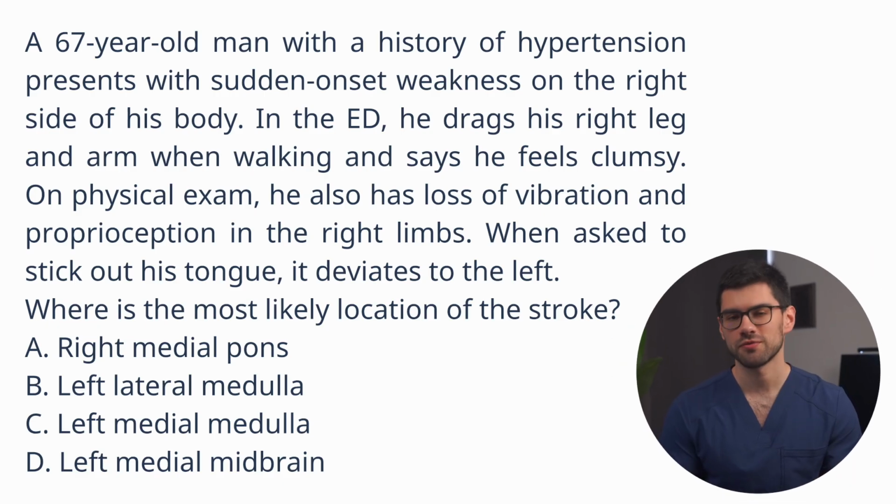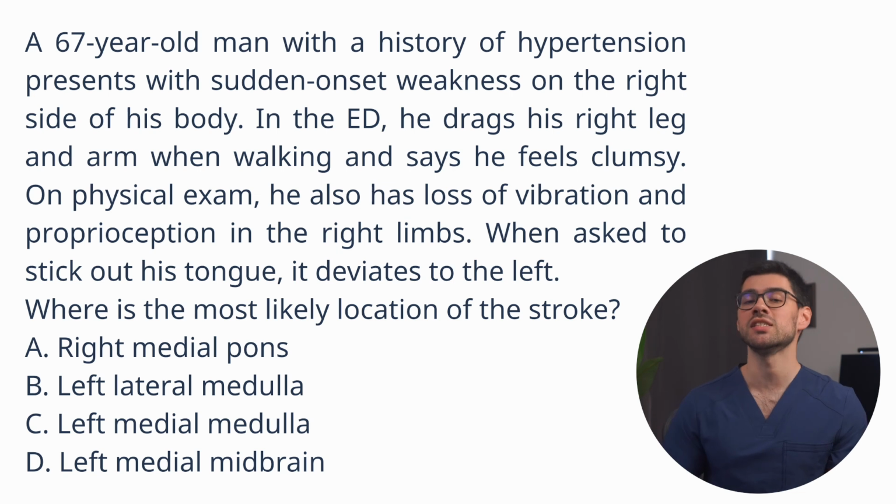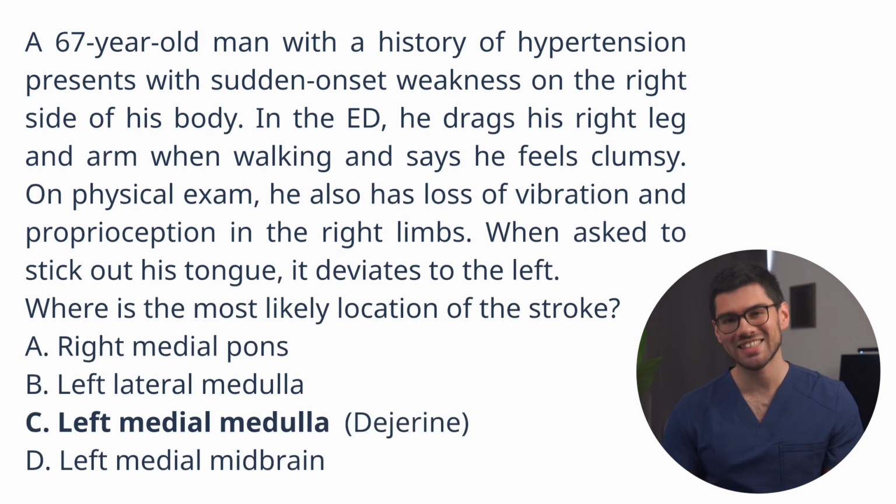Okay, let's break this down. First, medial or lateral? Well, hemiparesis and loss of vibration and proprioception suggests medial, and they're contralateral signs, right? So since the symptoms are on the right, the lesion has to be on the left. So medial left side. Now let's think about a vertical level. What gives it away? That's right, the tongue deviation. That means the hypoglossal nerve is involved, and this nerve, as you may remember, is in the medulla oblongata. So we're in the left medial medulla. A classical medial medullary syndrome, also known as Dejerine syndrome. Let's move on to the next one.